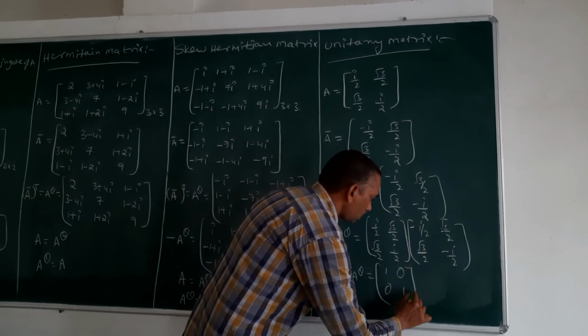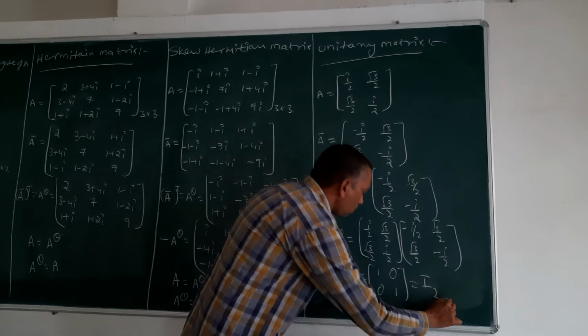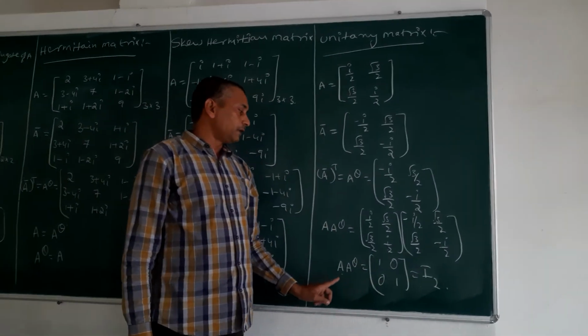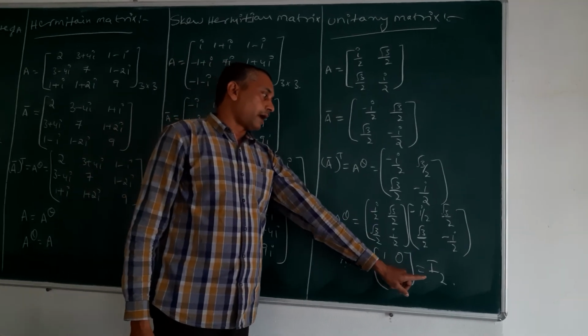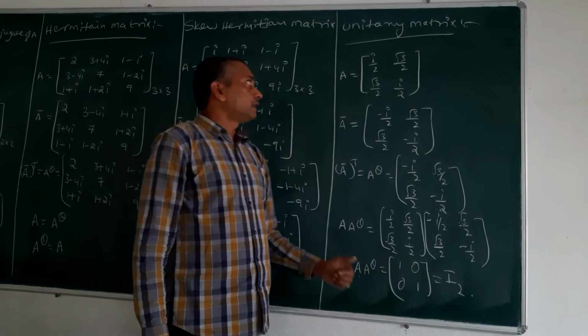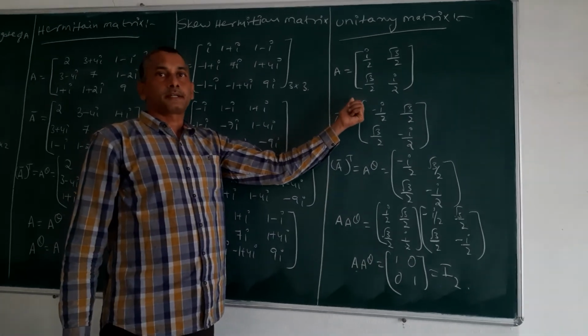Here, the identity matrix. What is A into A to the power of theta equal to? Identity matrix. If A into A to the power of theta equal to identity or A to the power of theta into A equal to identity, then the given matrix is a unitary matrix. Thank you.